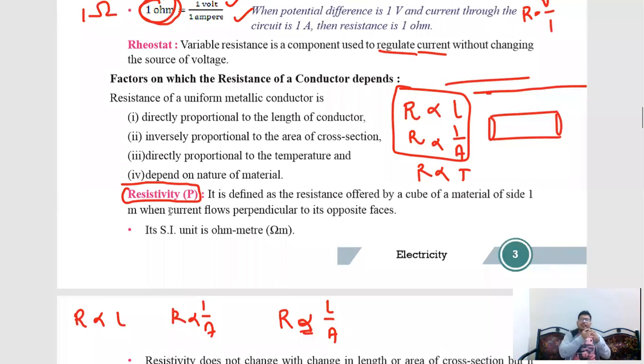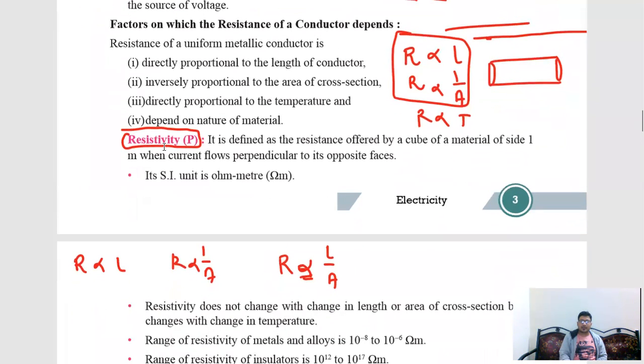Because of the resistivity, it will show the resistance. If the resistivity is less, there will be least resistance. If resistivity is great, it will show great resistance. Now that resistivity is represented with the letter symbol rho, R-H-O, rho. So it is not like E, it is not like P in between. Don't write like E, don't write like P, it should be like this, curved, rho.